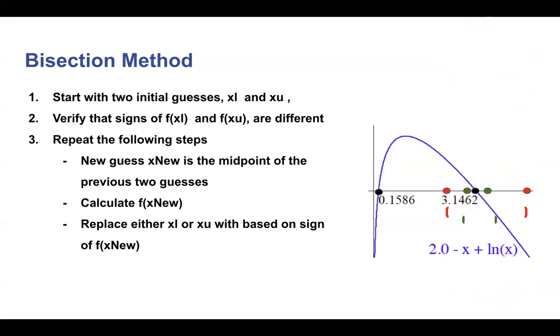Okay. So that's what we do. We create a new x point based on the guesses. You calculate the value of that new x, and you replace either xL or xU based on the sign of this function value. Yeah, that's it.